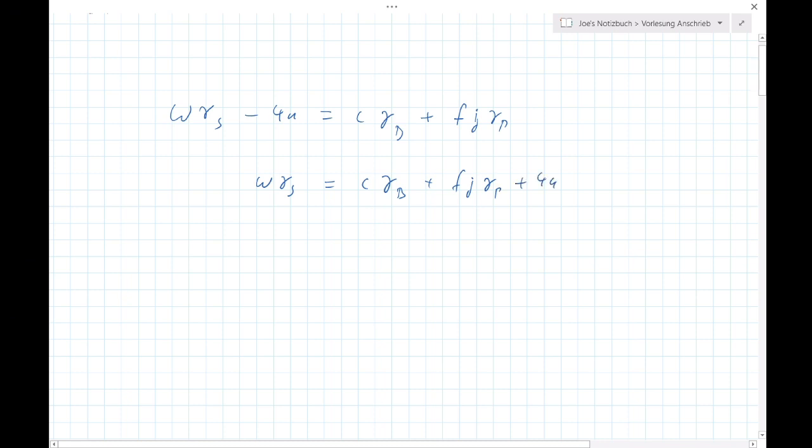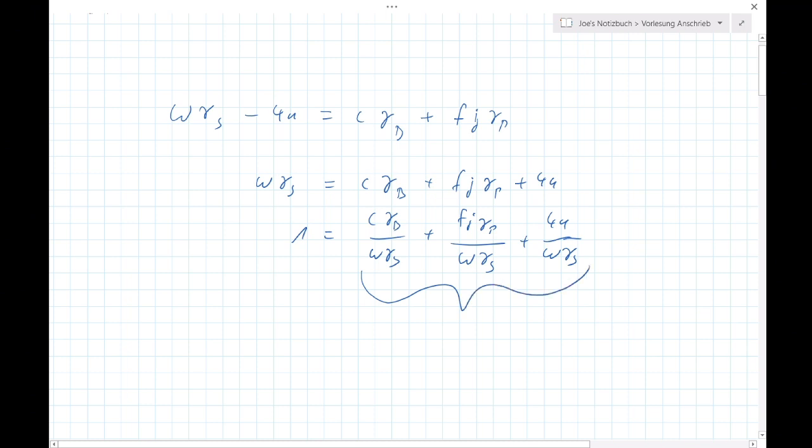Now you can do the following. If you divide by the available electrons of the substrate, you end up with an equation with CγB divided by ωγS, plus FγP divided by ωγS, plus 4a divided by ωγS. In other words, the sum of the quotients, where you have transferred your available electrons to, must be 1 at the end.